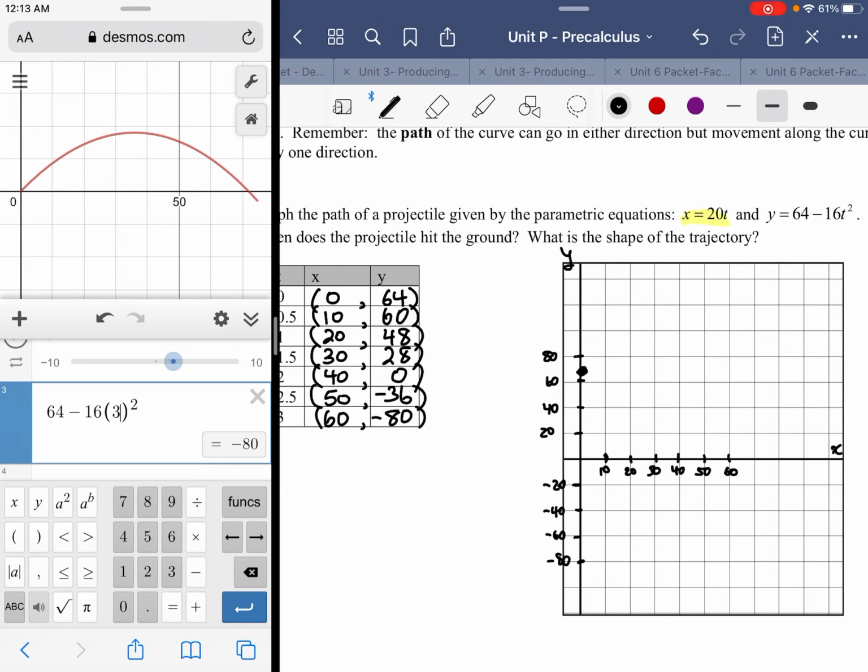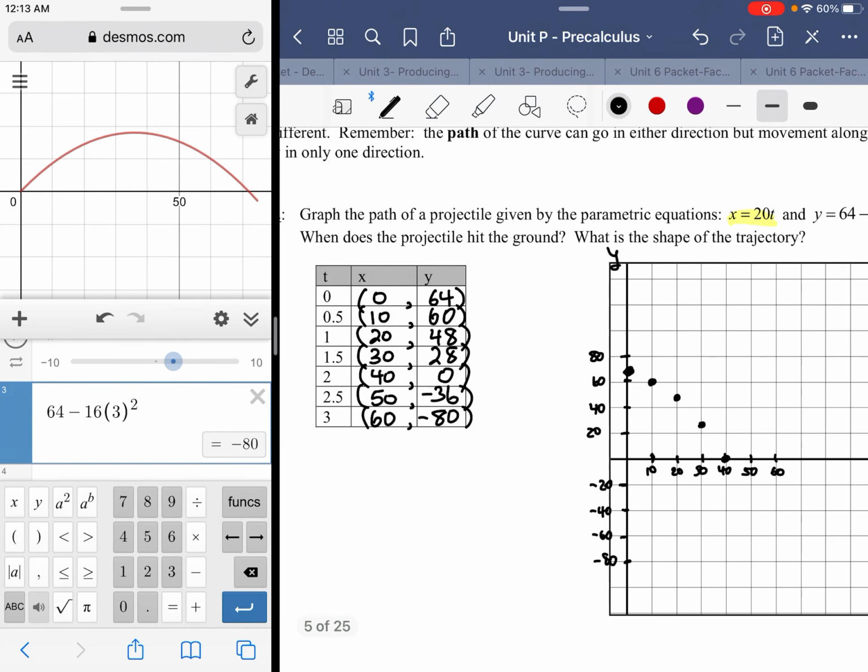All right, so plotting, we're going to have a 64. I'm just kind of eyeballing that one. 10, 60, right about there. 20, 48. Well, 50 would be halfway, so a little bit less than that. 30, 28, 40, and a 0. All right, that's the moment it hits the ground, which is 2 seconds. Hits the ground at the 2-second mark.